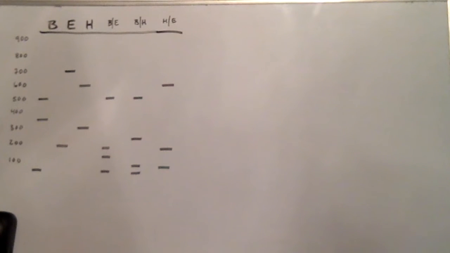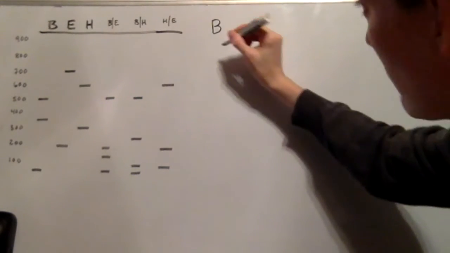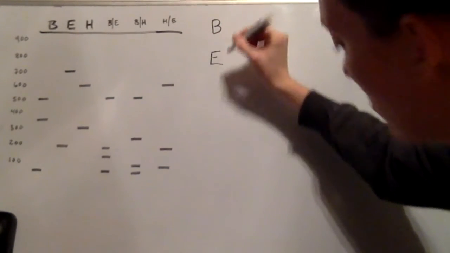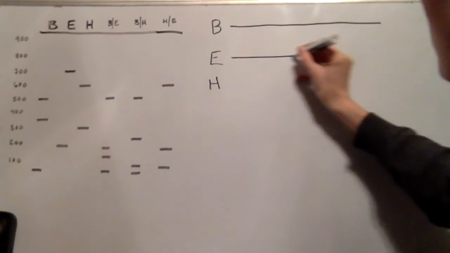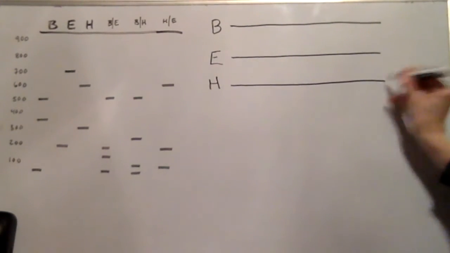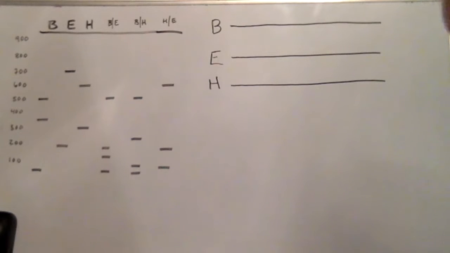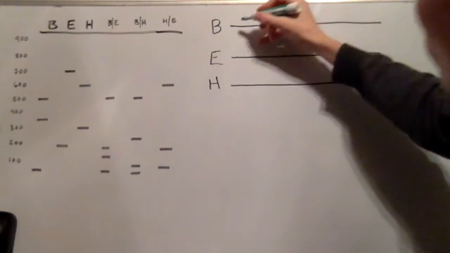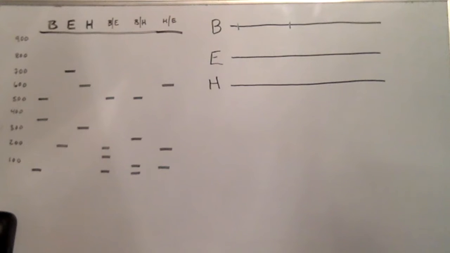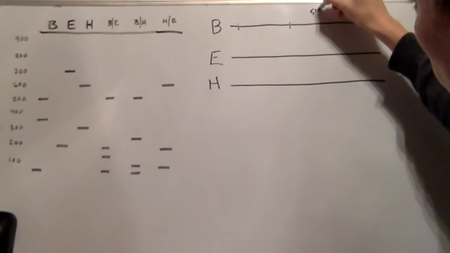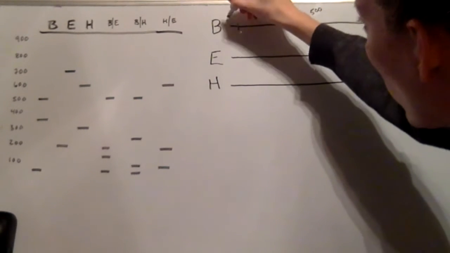Okay, so now you want to do a map. What I like to do is take each of the three restriction enzymes and write them out, and then I draw a line that represents the full length of the linear DNA so I can have a visual of what it would look like when they get chopped up by the enzyme. So up here for BAM, there's three pieces. There's a small 50 piece, there's a medium 350, and then there's a 500 piece.